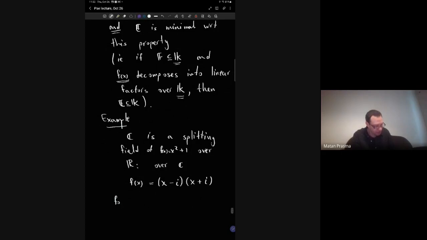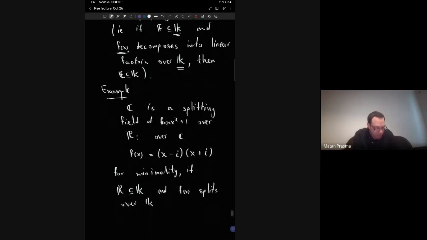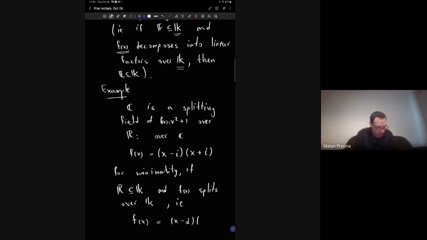For minimality, if K contains R and f splits over K, of course, since f is a monic polynomial, i.e. f(x) would be equal to, let's say, (x minus alpha), and of course, the other factor is going to be (x plus alpha).